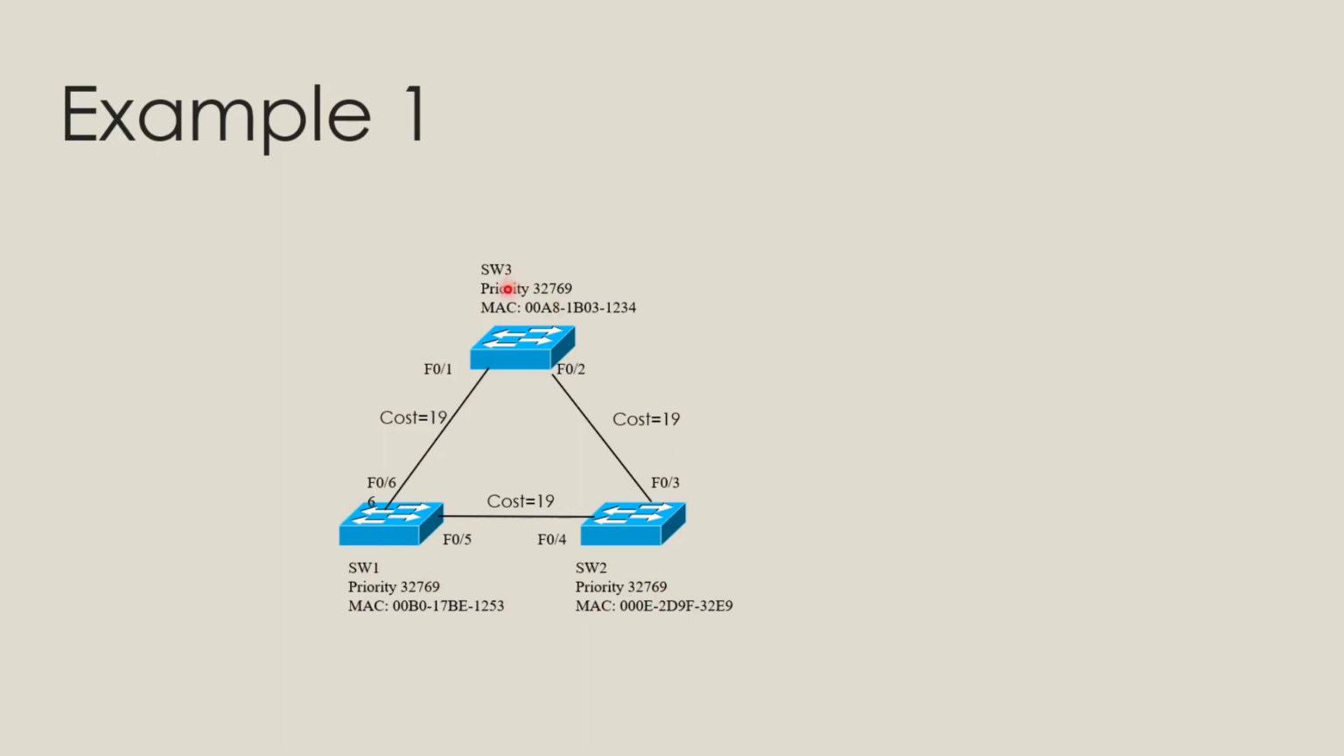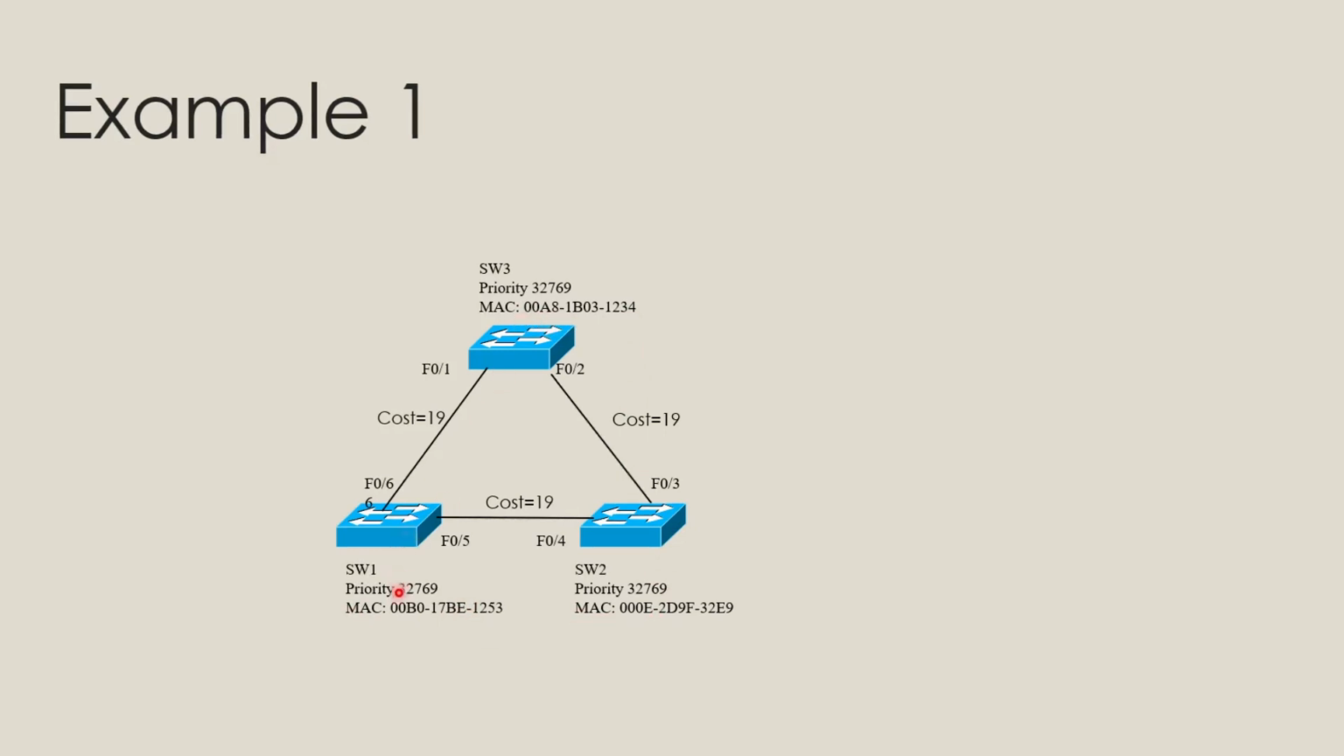In this case, let's compare. First, compare the priority. They are all the same, which is the default value, 32769. There is a tie. The tiebreaker would be the MAC address, which is the second part of the bridge ID. We can see switch 1's MAC address is 00B, switch 3 is 00A, and switch 2 is 000.